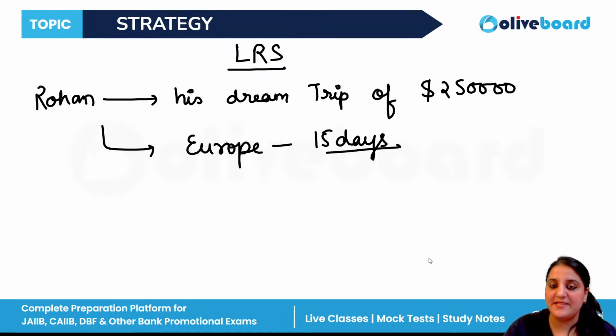Means any Indian resident can send up to US dollar 250,000 per financial year, April to March, per financial year, for permissible purposes only. So is this Europe trip allowed? Obviously this trip is allowed, this travel is allowed. Clear? What is LRS? Any Indian resident can send or spend $250,000 per financial year, right?